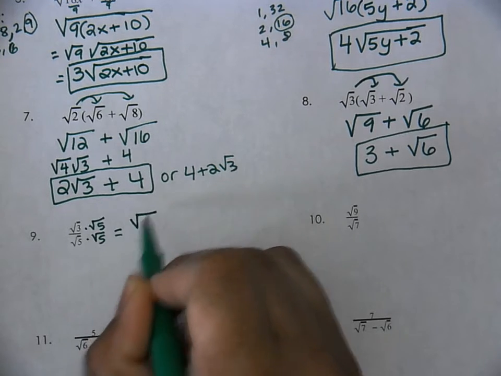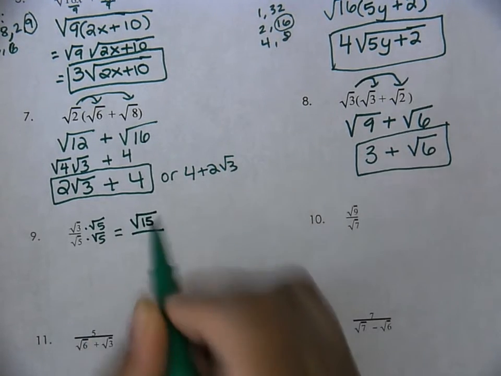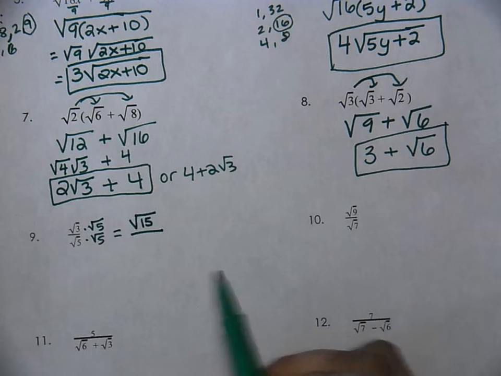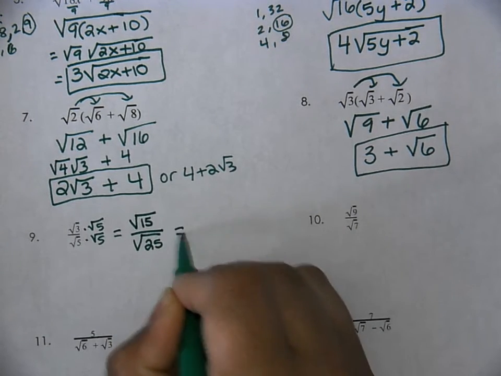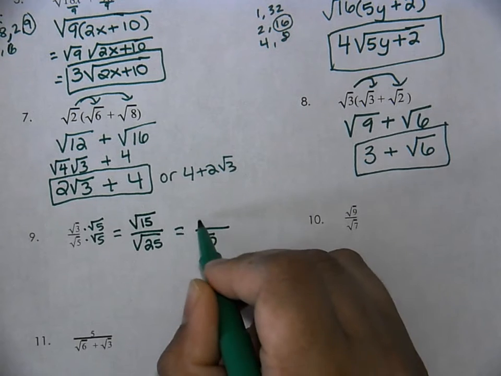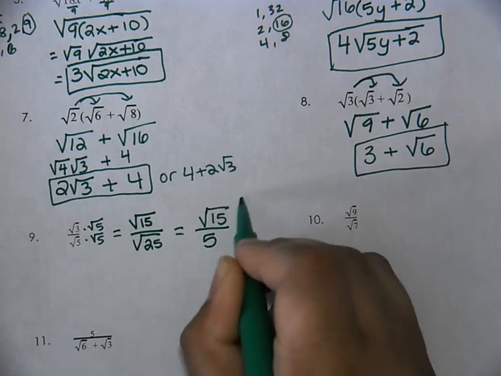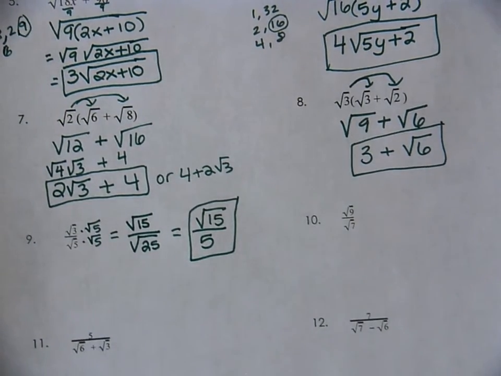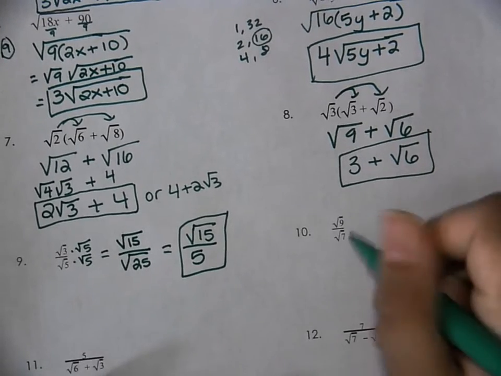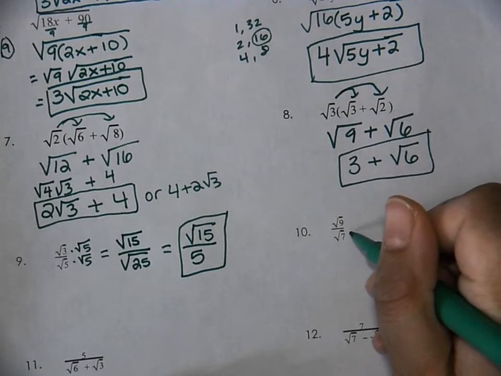So the numerator becomes square root of 15, because 3 times 5 is 15. The denominator would be square root of 25, which we know is really just 5. So the final answer here is square root of 15 divided by 5. And that's it. That's how we can simplify those radicals. The last one here, or the second one like this, same thing.